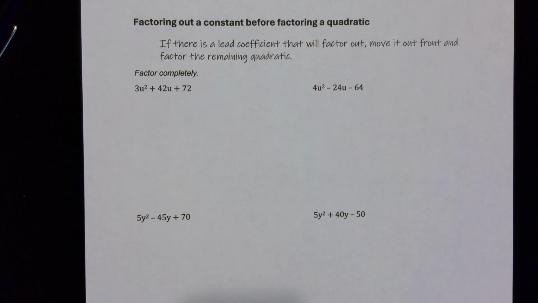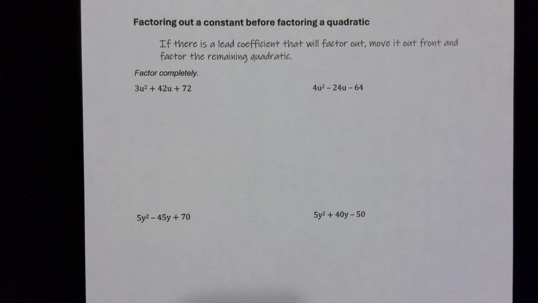Okay, in this video, we'll be factoring out a constant before we factor the quadratic. So if there's a leading coefficient that will factor out, we'll move it out to the front and factor what's left, the remaining quadratic. Okay, so looking at this first problem, we have 3u squared plus 42u plus 72.